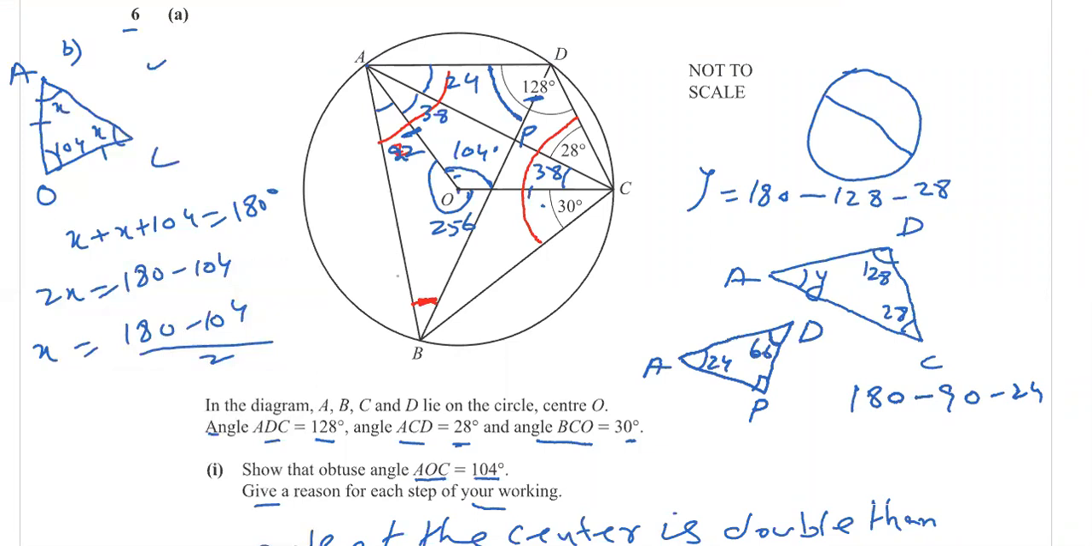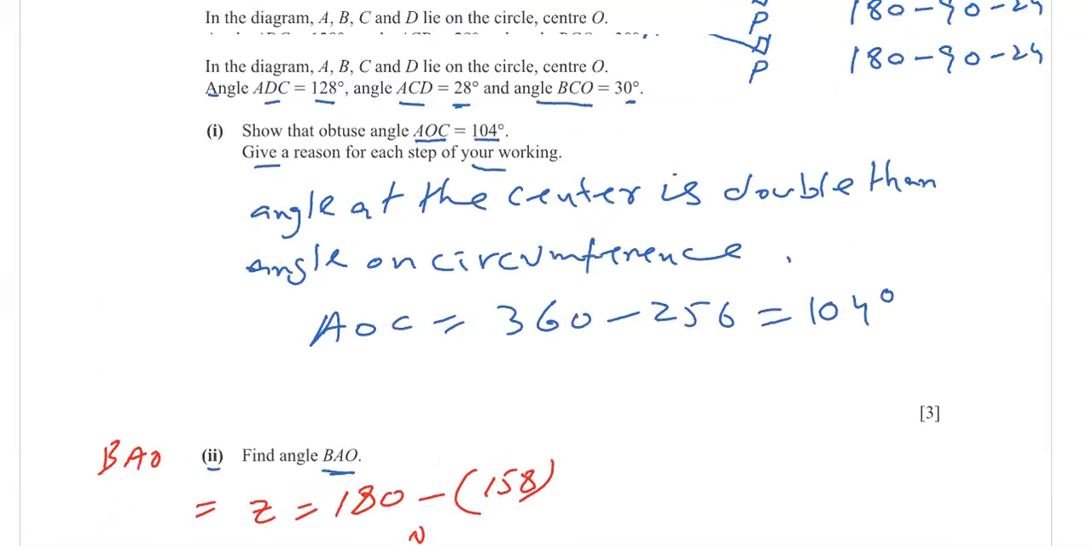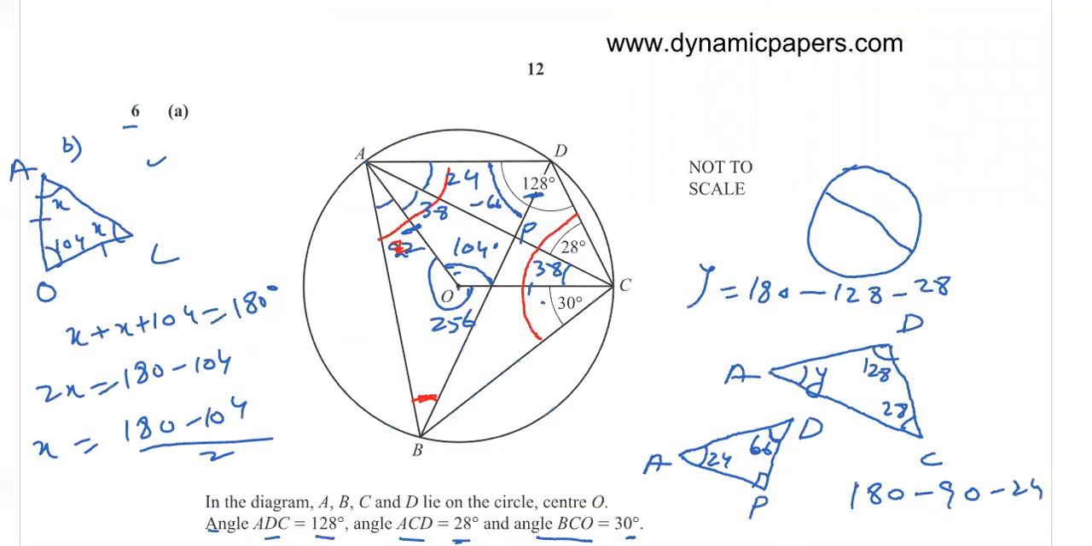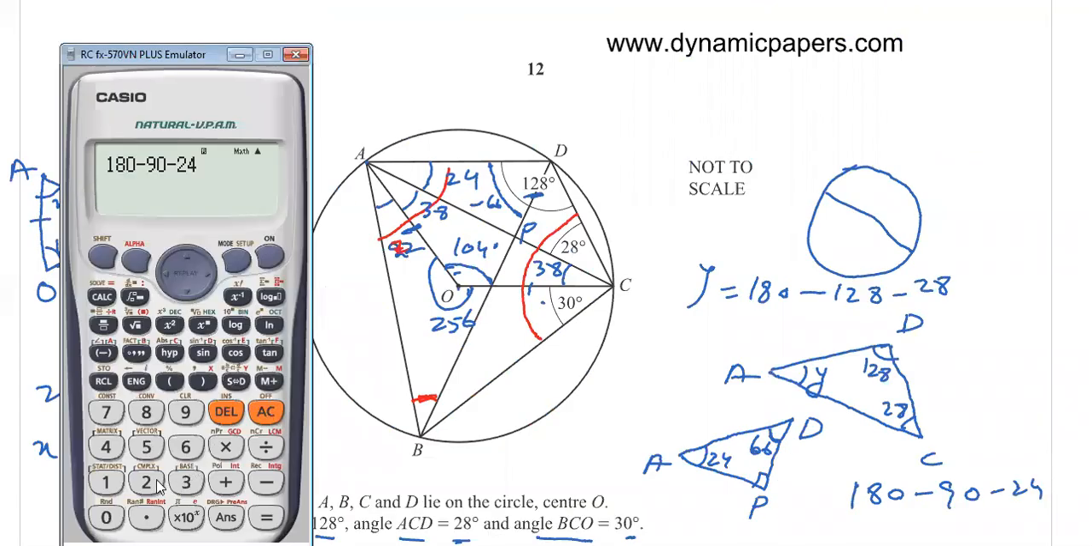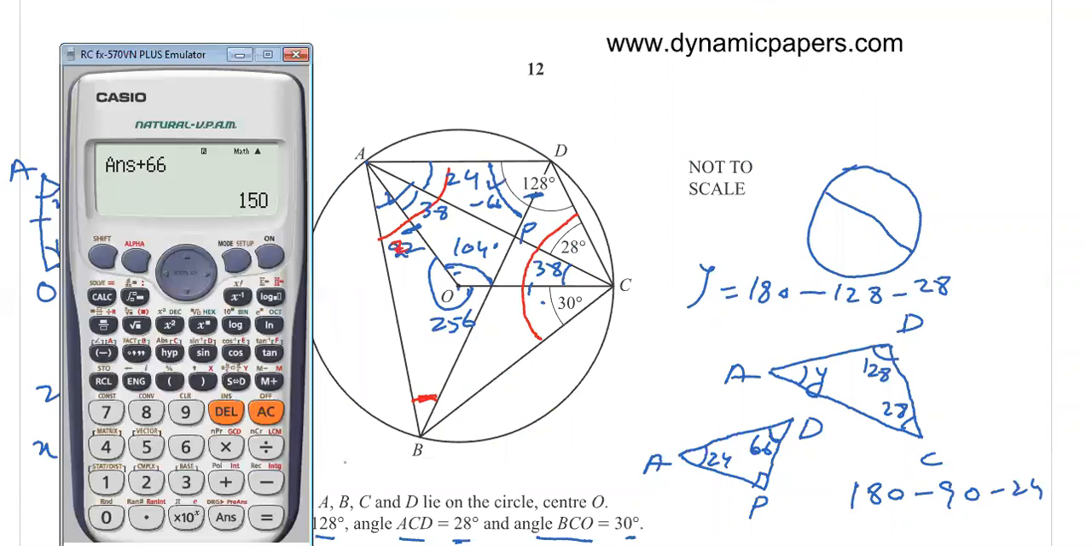Now consider this triangle ABD. This is 66. In the whole triangle ABD, the required angle ABD will be 180 minus all these angles. Let's first count all of these: 22 plus 38 plus 24 plus 66. So these angles, including this one and this one, make a total of 150.